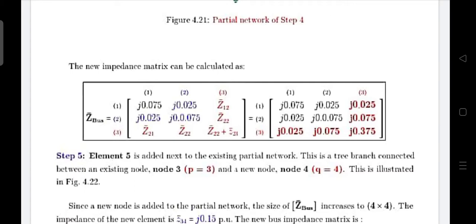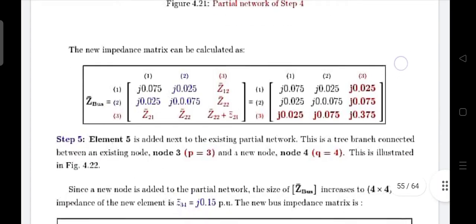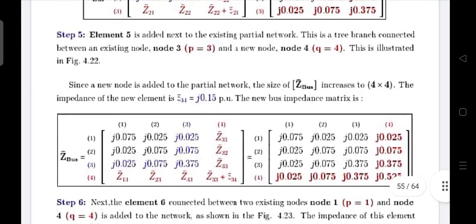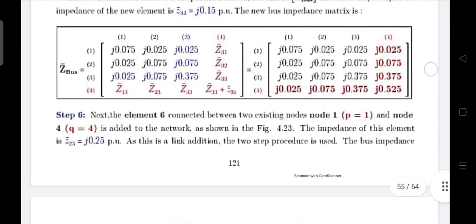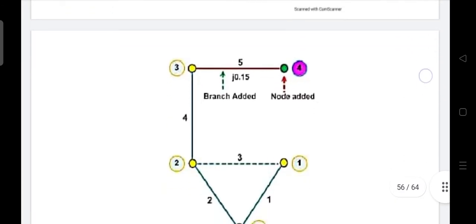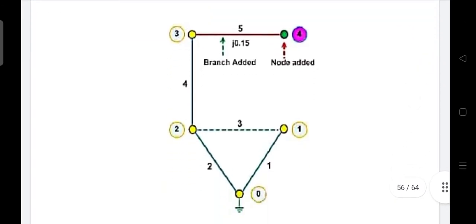Okay, new node means again our order will increase to 4 cross 4. So the same what we did in step 4 we will do for our new bus also. Here our old bus is of 3, so we are directly using third row and column for our new row and column, and the diagonal value will be the addition. Okay, so here it is showing fourth node and its impedance is 0.15.